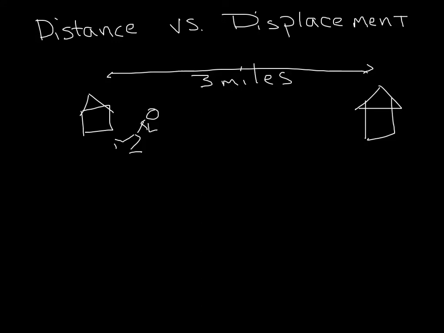You run from your house to your friend's house, then you walk home. The distance between your house and your friend's house is 3 miles away. You can describe this in terms of, I traveled a distance of 6 miles. My displacement for the entire trip was 0 miles.